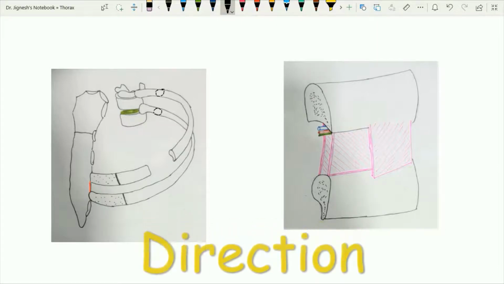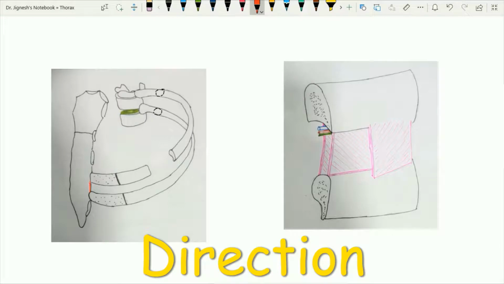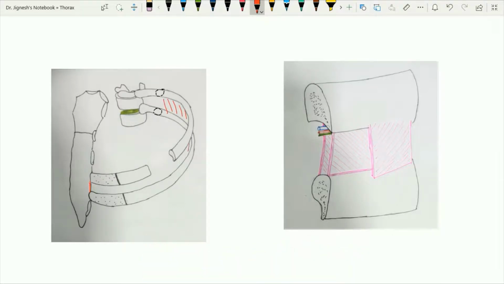And this muscle is directed downward and laterally in the posterior side, while in the anterior side it is directed downward, forward, and medially, as if a person put his hands into the pocket. This external intercostal muscle anteriorly is in the form of one membrane between the two cartilaginous portions, and this membrane is called the anterior intercostal membrane.